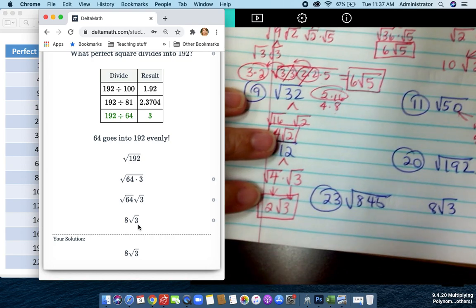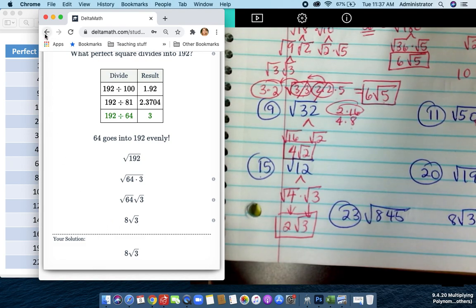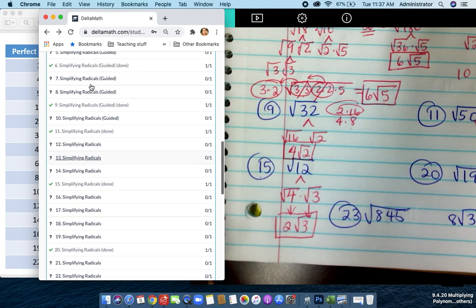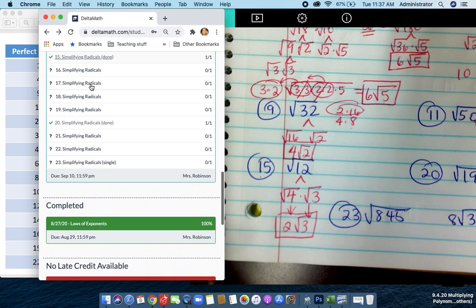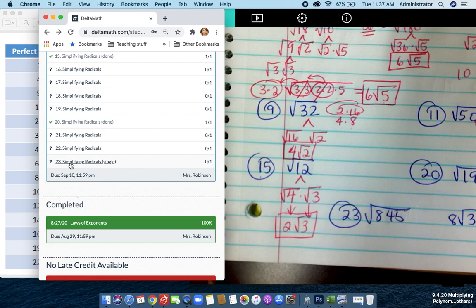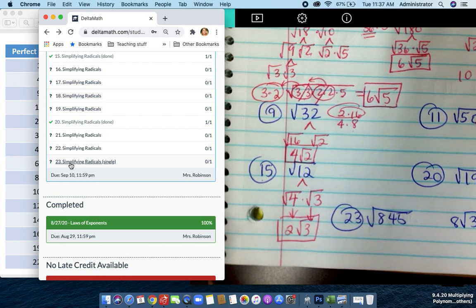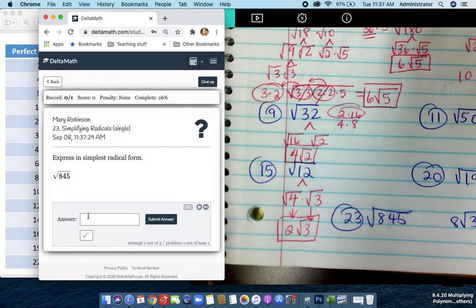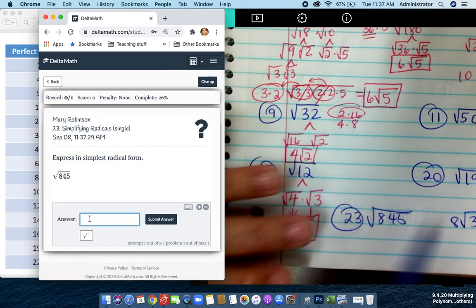We're going to do one more. I'm going to skip to 23. I know it's kind of been a long lesson, but it's trying to get you to progress from step by step to understanding that for harder ones, it's okay and acceptable, of course, to use your calculator. So I'm going to go to 23. And we're going to do the square root of 845.